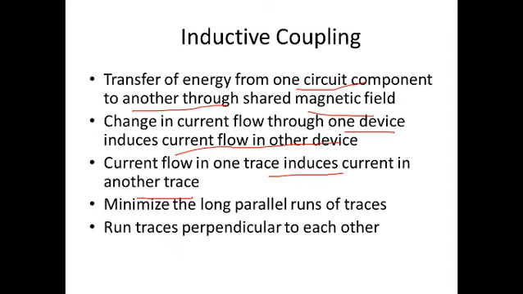You know that in a transformer, two windings are present near each other. When the current is flowing through one winding, because of mutual inductance, a field is generated in the second winding, and that is going to generate current in the second conductor. The same thing happens with traces which are running parallel, and therefore you should not run traces for a long distance. So minimize long parallel runs of traces.